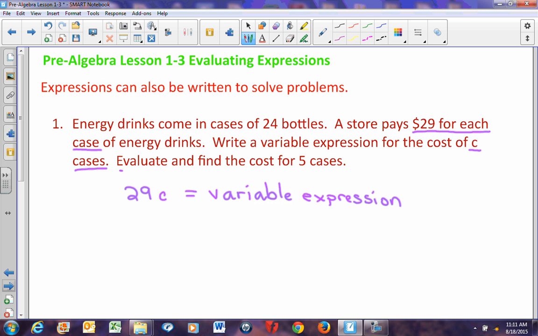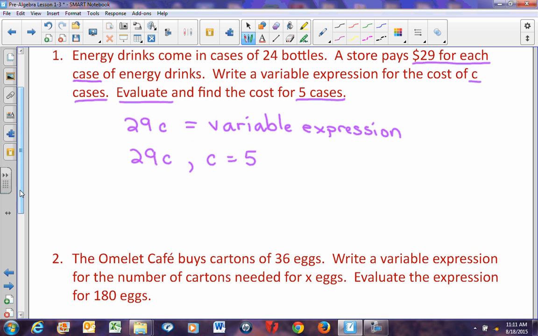And then it tells me to evaluate it for a cost of 5 cases, which means now I'm going to evaluate it if C equals 5. So 29C if C equals 5. So I'm just going to do 29 times 5. I can do this in my head, though, because 3 times 5 is 15, it would be 150, but we're going to subtract 5 from that, so it should be 145. But just in case, 5 times 5 is 25. Look, it's 145, I was right.